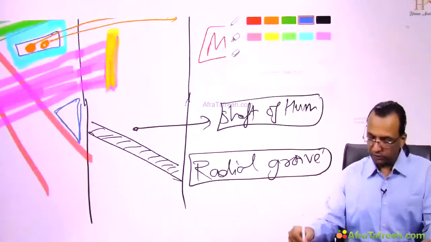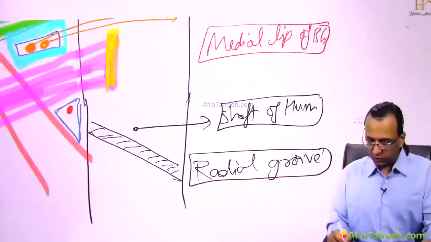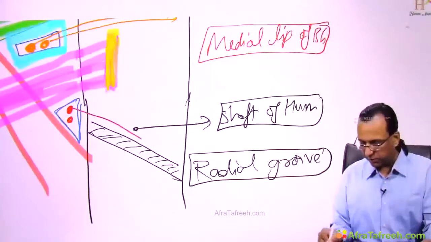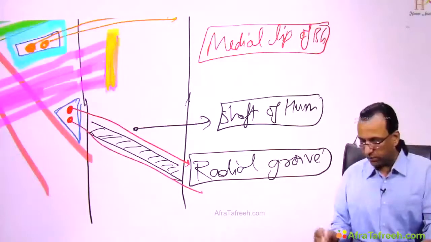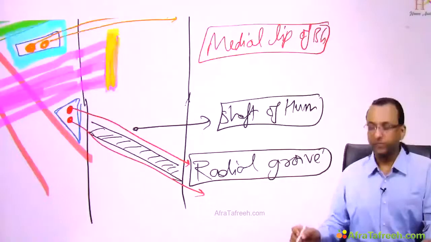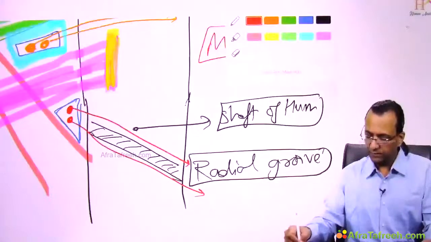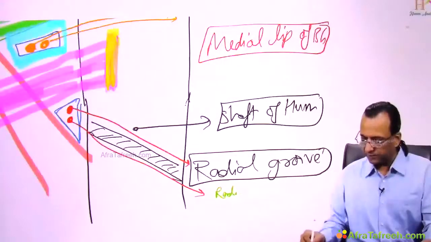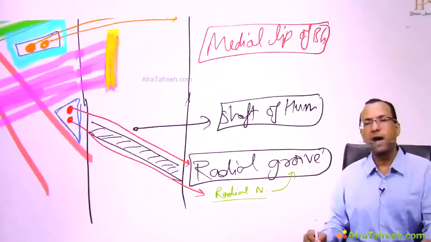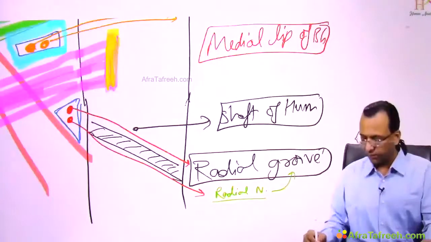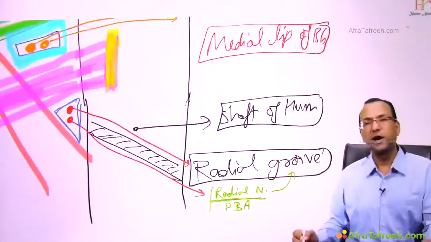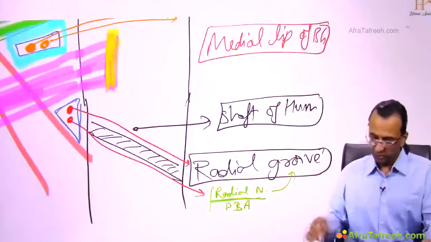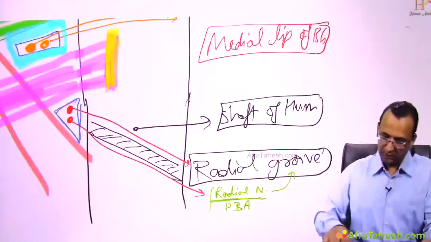And what are the structures inside? One artery and one nerve. So which artery and which nerve? The one which is running in the radial groove. And who is running in the radial groove? The radial nerve. And who is along with the radial nerve? Along with that, there is the deep artery of the arm. What is the deep artery of the arm? The profunda brachii artery, the deep artery of the arm. Both of them are here in the lower triangular space.